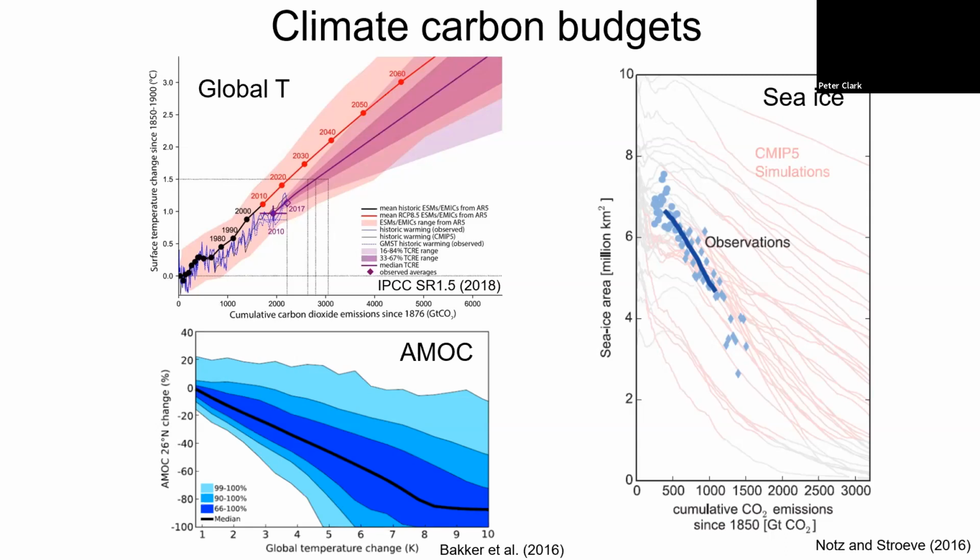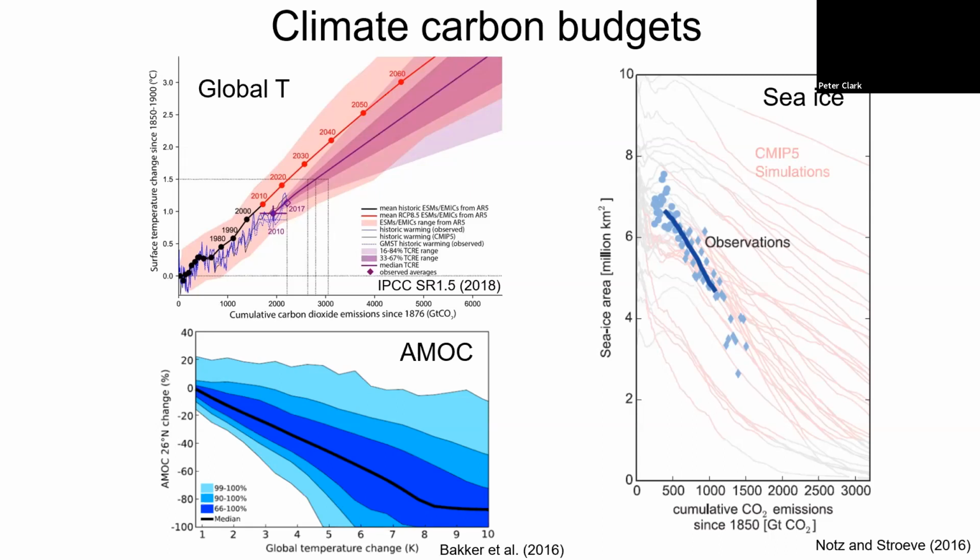But other components of the climate system may also relate to cumulative emissions in some way, and that's now been suggested by these two papers. In the lower left, the AMOC, the Atlantic Meridional Overturning Circulation, is in a paper by Bacher et al., where they look at AMOC strength on the vertical axis as a function of global temperature change, which through the figure above we can associate with cumulative emissions. So we can now think about AMOC change as a function of cumulative emissions. And the paper on the right is by Knotts and Throve, 2016, where they derive this relationship for sea ice and cumulative carbon emissions.